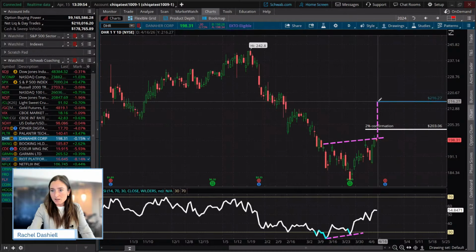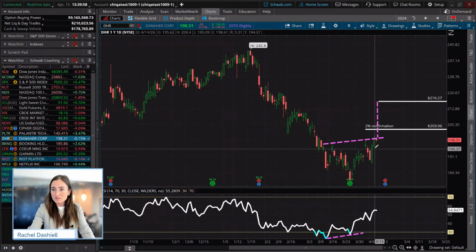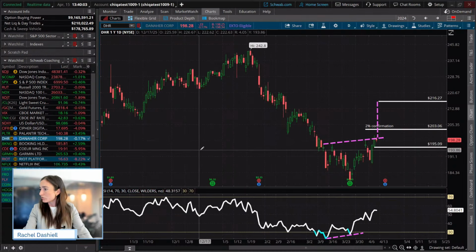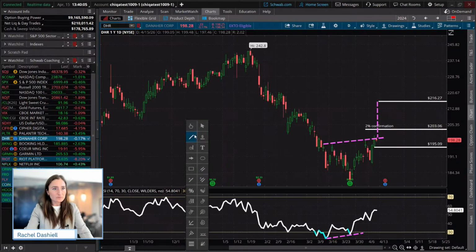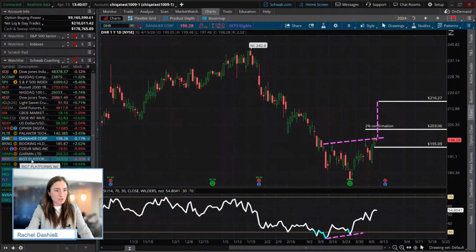That could put a possible profit target around 216 or so. What could you use as a stop? Maybe this breakout candle there. Still a favorable risk to reward there. Let's look at another one.